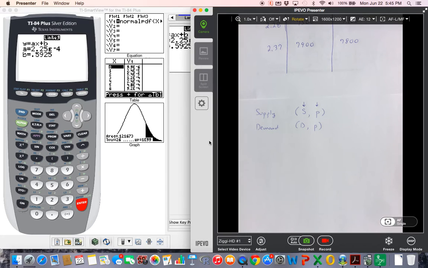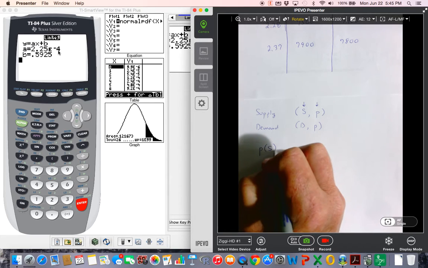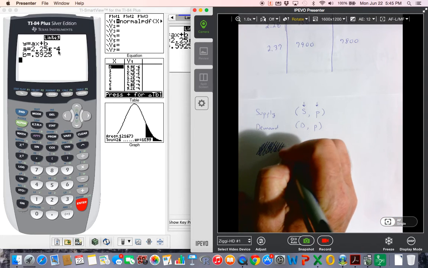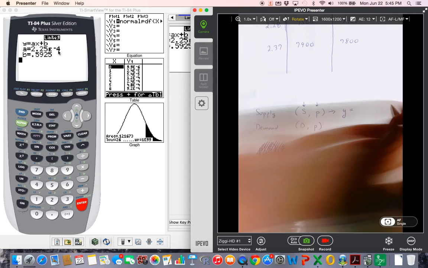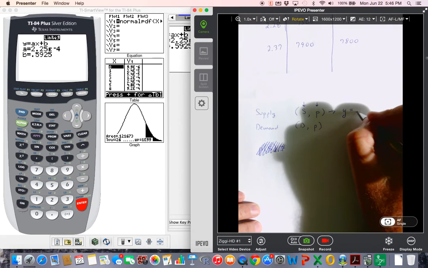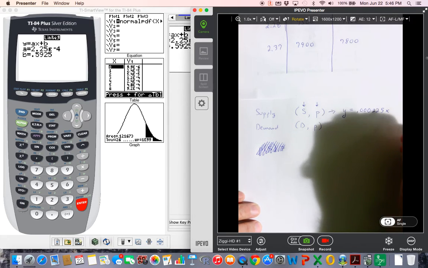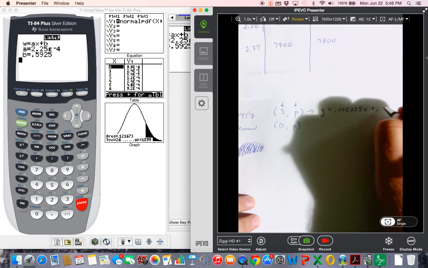So my supply, my slope, again, pay attention to the scientific notation. Really I don't need to complicate it like that. Let's just keep it simple here. The supply is going to be y equals 0.000225x plus 0.5925.